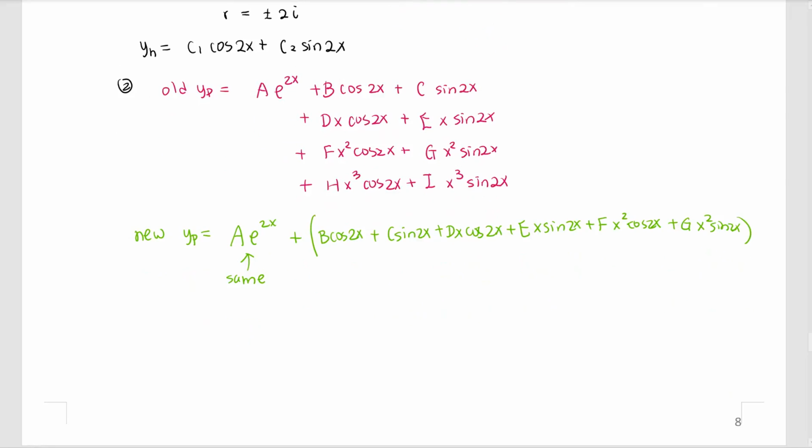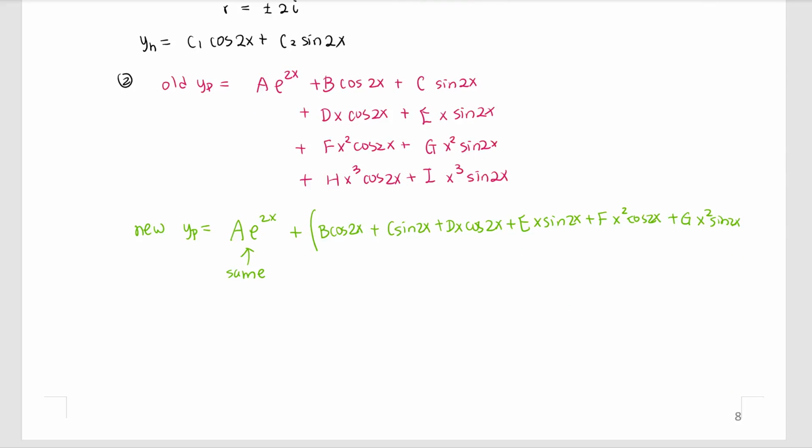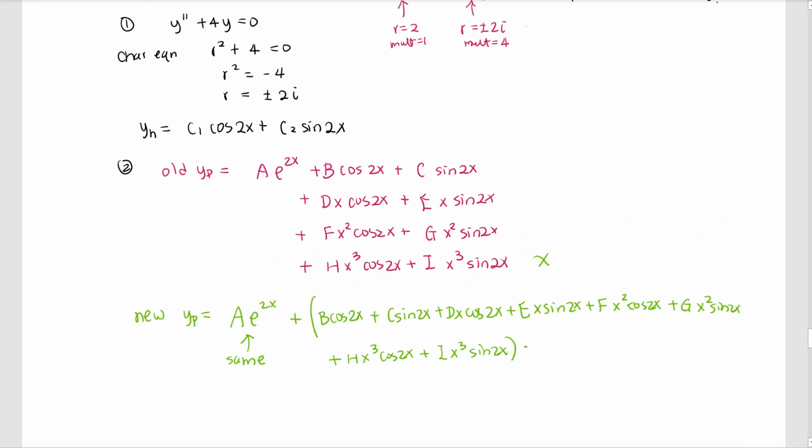Oh, I don't have enough space. So continue. H x cubed cosine 2x, I x cubed sine 2x. And you multiply by x to the multiplicity. What's the multiplicity of the corresponding roots in the characteristic equation? Actually here the multiplicity is 1. It has 2 roots, but the multiplicity is 1, so you only need to multiply by x. Don't multiply by x squared.